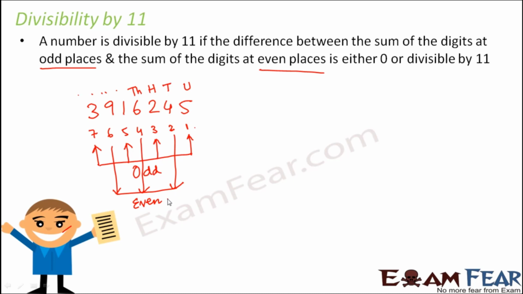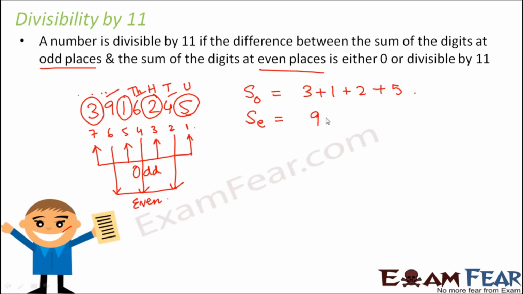So what we need to do? We need to find out the sum of the digits at odd places. So which are the odd places? 1, 3, 5 and 7. So these are the digits at the odd places. So sum of the digits at the odd places will be equal to 3 plus 1 plus 2 plus 5. Similarly, sum of the digits at the even places would be 9, 6 and 4. So 9 plus 6 plus 4. Now please make sure that you start counting the position of the digits from right hand side. So that is very important.